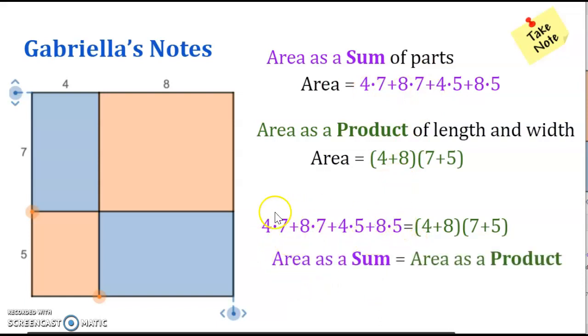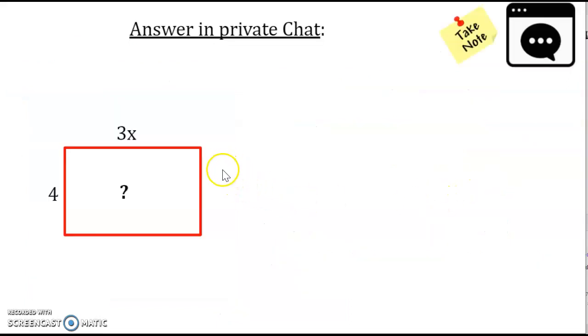The left hand side represents the area as a sum, because area is a sum of all the parts, little rectangles. While the green on the right hand side represents the area as a product, because it's the area found by the product, or the multiplying, of length and width. Okay, so then let's extend this a little bit.